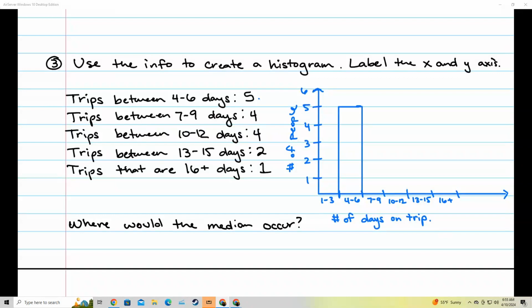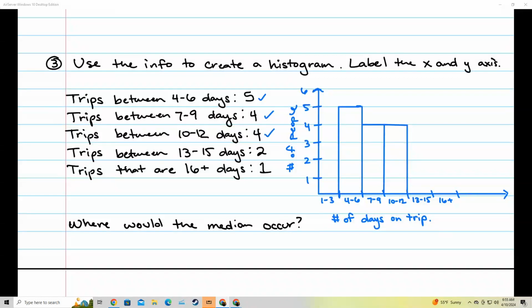Okay, this one's done. The next group of people is 7 to 9 days. We're 4. So here's my 7 to 9, and I need to go up 4 units. So I'm just going to label that for now, and then we'll see if this matches up. Yeah, that wasn't too bad. The next group of people, there were 4 people who went on a 10 to 12 day trip. So it's going to be the same height as the previous one, 10 to 12 days. There were 4 people as well, so it's going to be pretty much the same box.